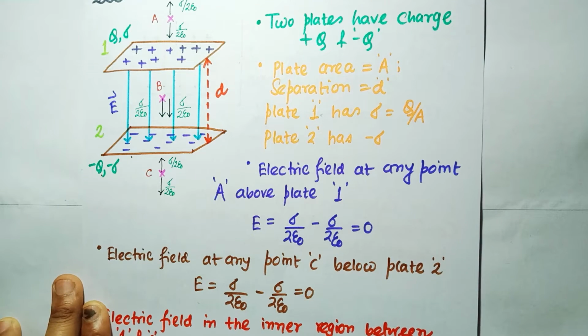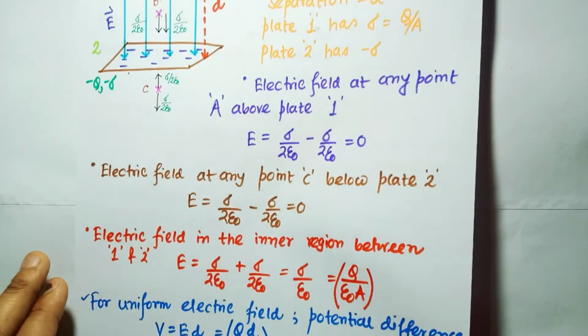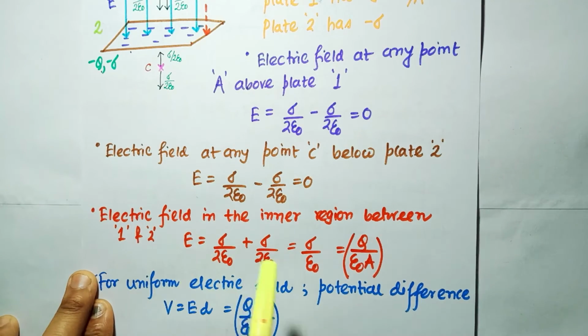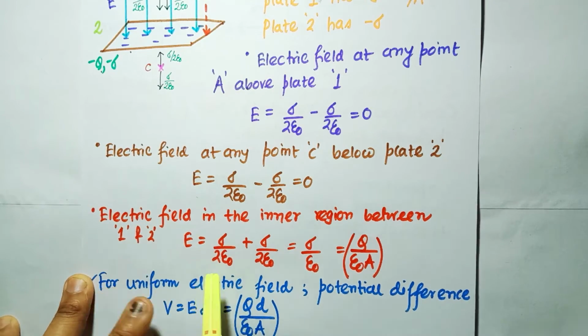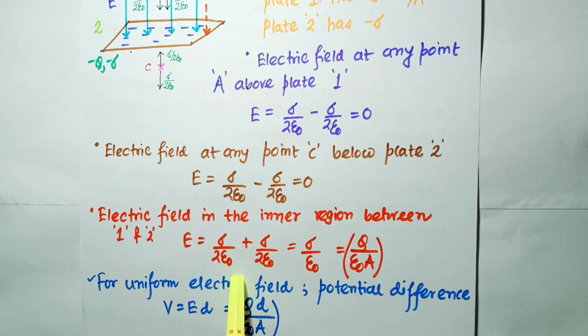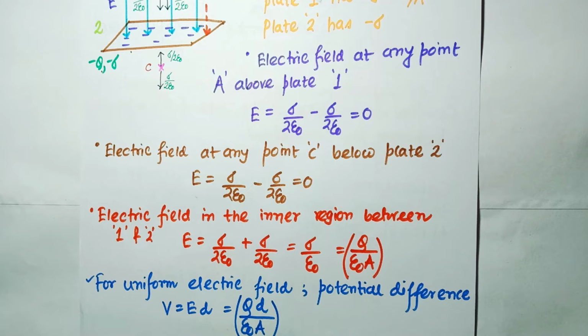So at the point B, the electric field in the inner region between plates 1 and 2 will be E is equal to sigma by twice epsilon naught plus sigma by twice epsilon naught, which is equal to sigma by epsilon naught. I put the value of sigma equal to Q by A, so it is Q by epsilon naught A. Now we can say that the electric field is localized between the two plates and it is uniform throughout it.